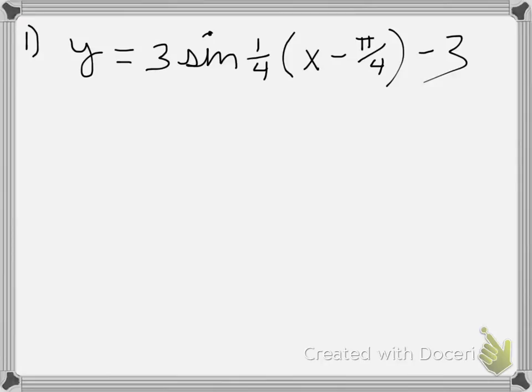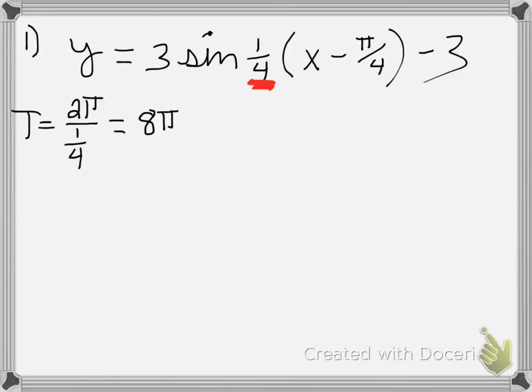The first thing we want to find would be the period. I always represent that with a T. I think your book uses a P. And that's always 2 pi divided by this constant right here. So in our case, we're going to have 2 pi divided by 1/4, and that's going to be 8 pi.